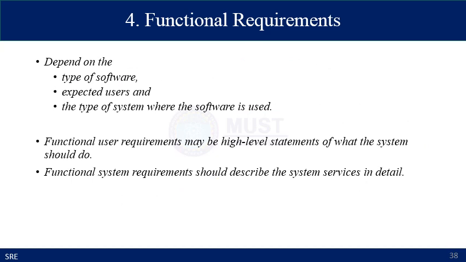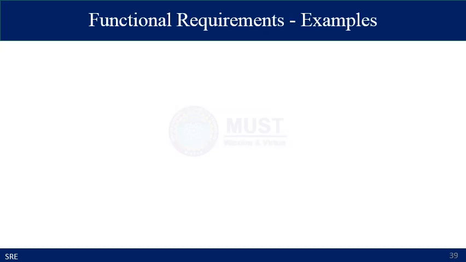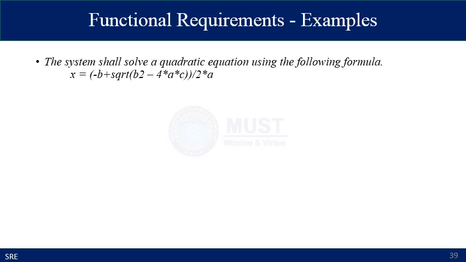So functional requirements vary with respect to the type of the software, expected users, and the type of the system where software is used. Functional user requirements may be high-level statements of what the system should do. Functional system requirements should describe the system services in detail. So here are some examples of the functional requirements.